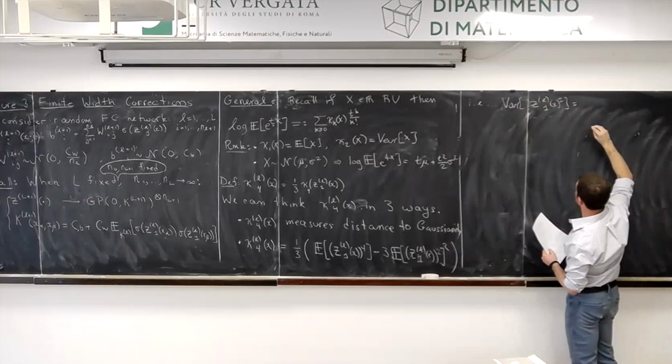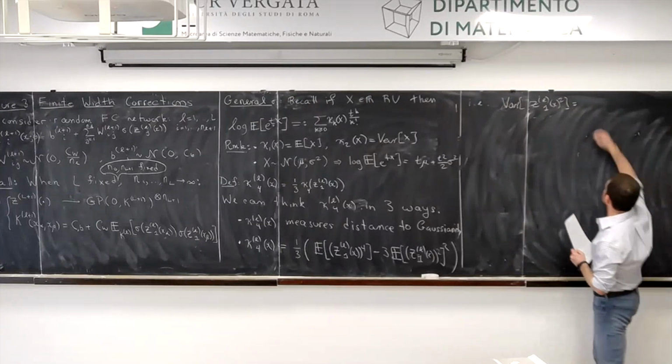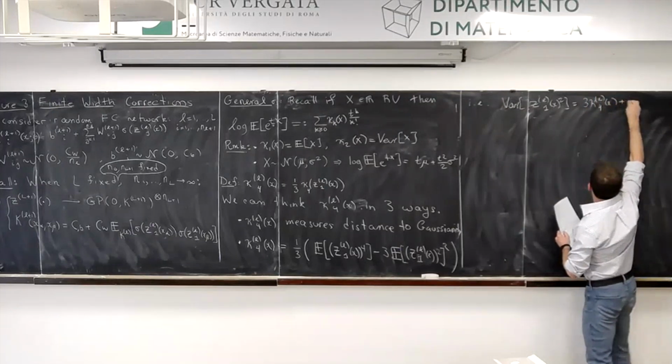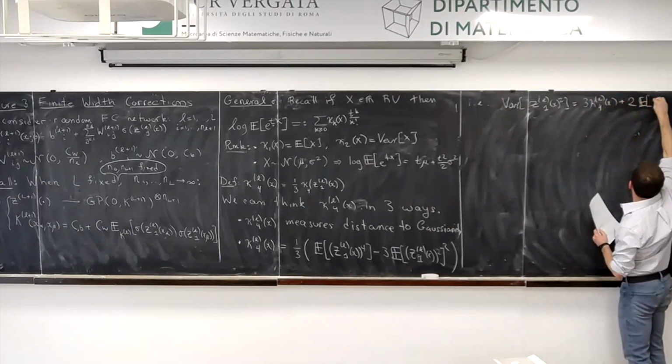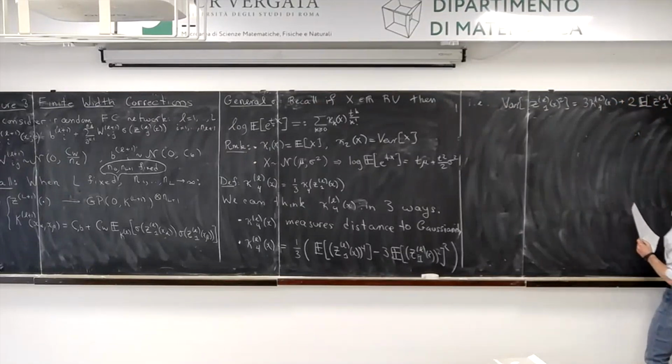So this is like, oh God. Okay, I'm going to mess this up. One moment. Okay, this minus this. Okay, good. 3 times kappa L4 of x plus twice the expectation of CL1 of x squared. I think I got that right.